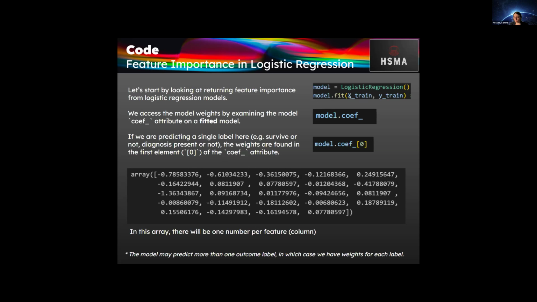Now, the model may predict more than one outcome label. So maybe you've got, is it classifying from these possible species, is this a dog, cat, or a mouse in this image? In which case we would have different weights for different labels, but that's not something you need to worry about right now. But do be aware, if you do a multi-class classification problem, this code will be a little bit different.